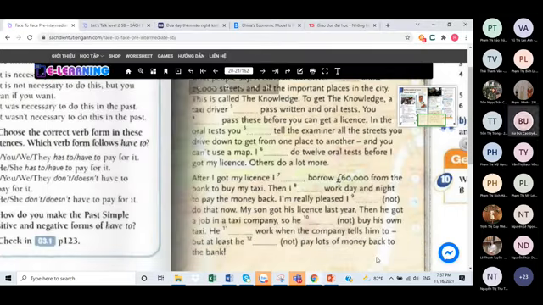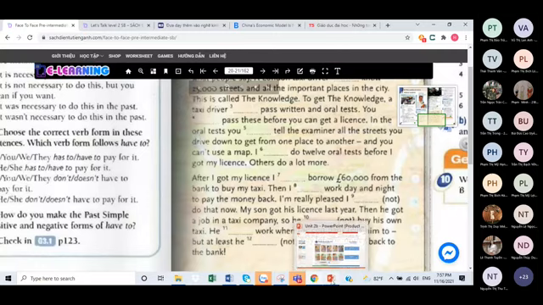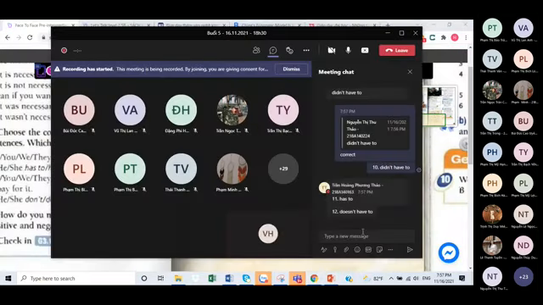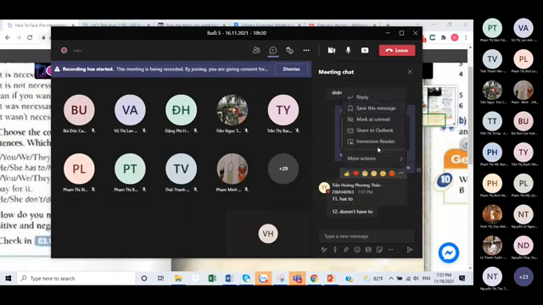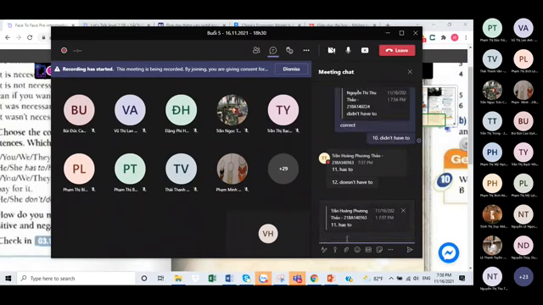And number 11 and 12. He has to work when the company tells him to, right? He has to work, but at least he doesn't have to. Number 11, he has to, and number 12, he doesn't have to. Good. All right, that's correct.